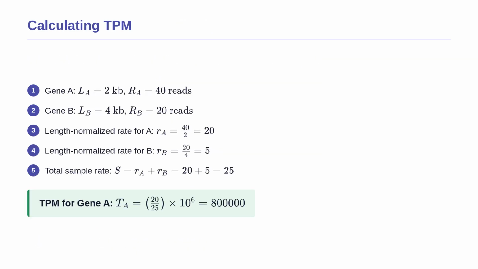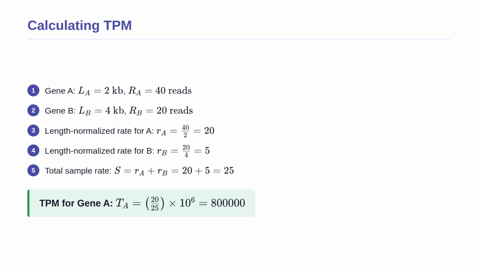Now that we have our formula, let us see this with a concrete example. Imagine a tiny genome with only 2 genes. Gene A is 2 kilobases long with 40 reads. Gene B is 4 kilobases long with 20 reads. We want to find the TPM for gene A.